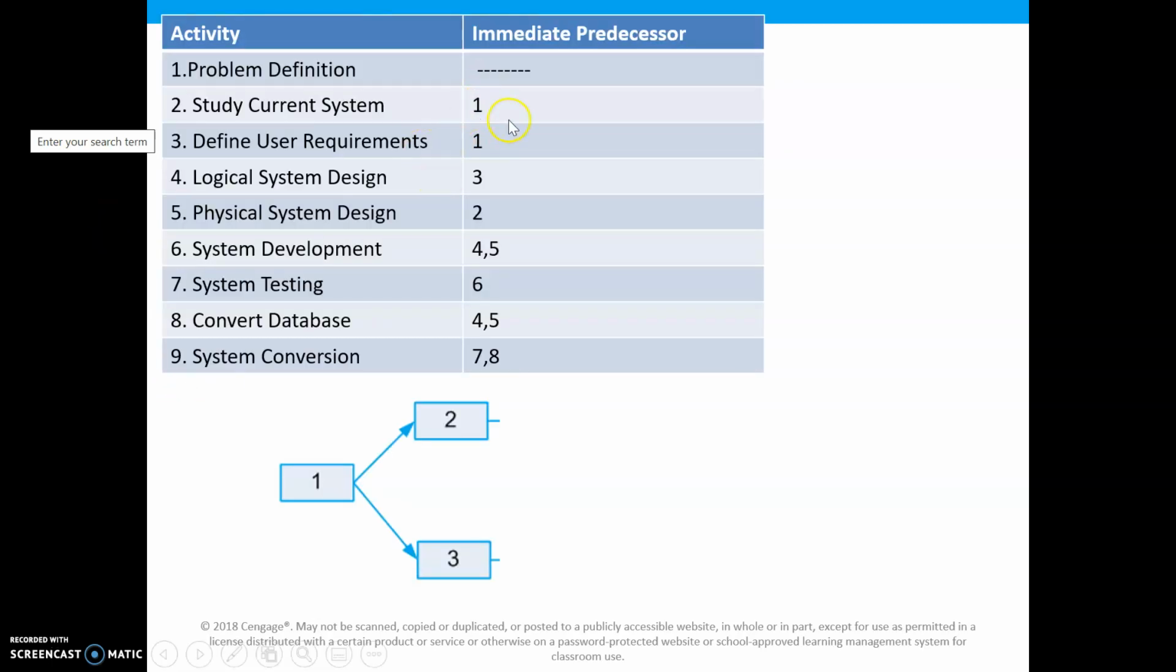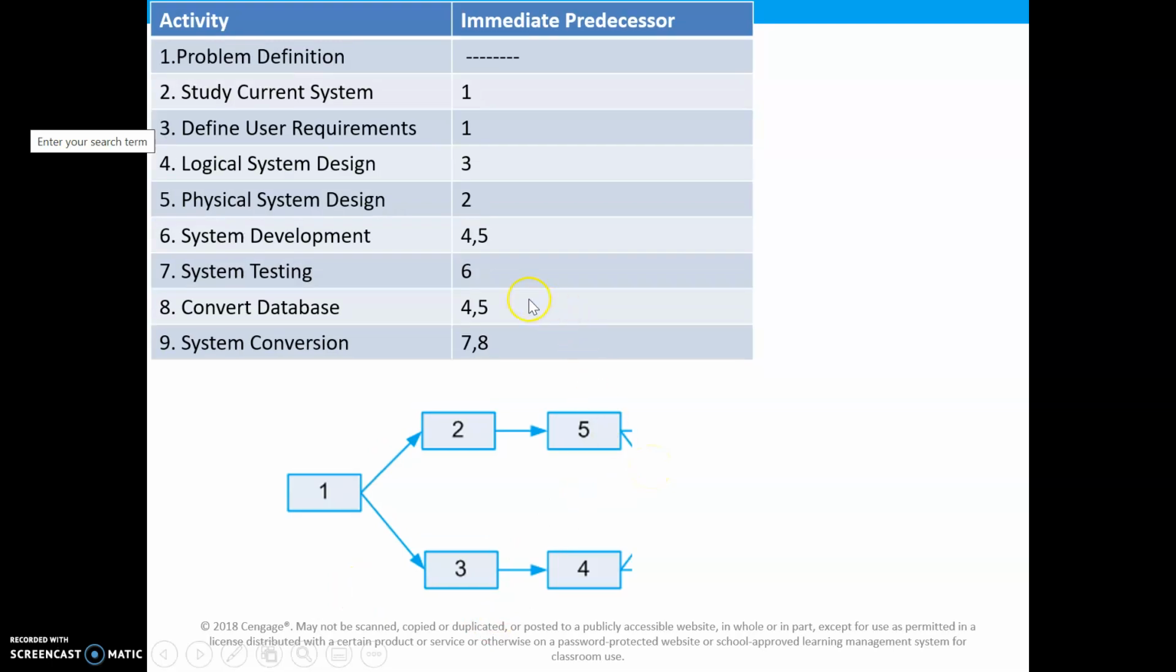Next, it says that number 1 is a predecessor to both 2 and 3. So off of number 1, you would draw an arrow to number 2 and an arrow to number 3. Okay, now for step number 4, you can see that number 3 is a predecessor. So you would find number 3 and draw an arrow to number 4. Same thing here. For step 5, you can see that number 2 is a predecessor. So you would draw an arrow going from 2 to 5.